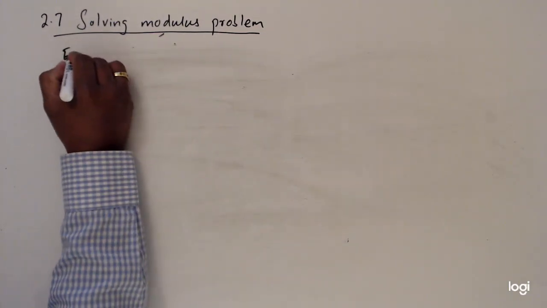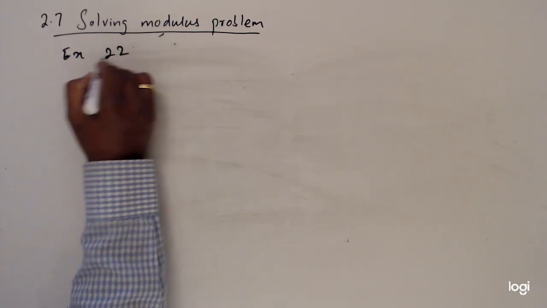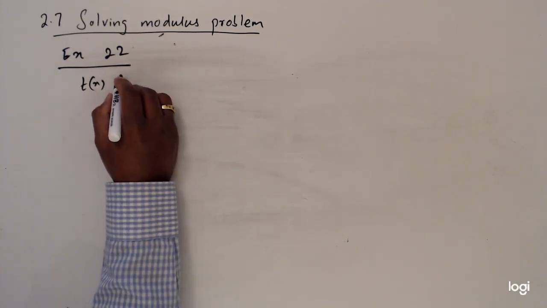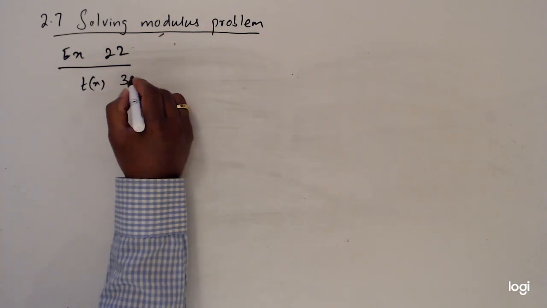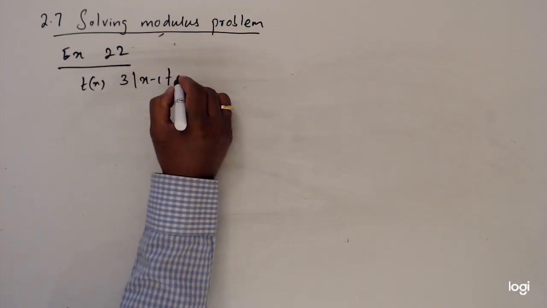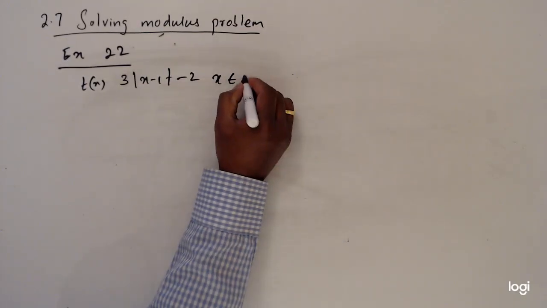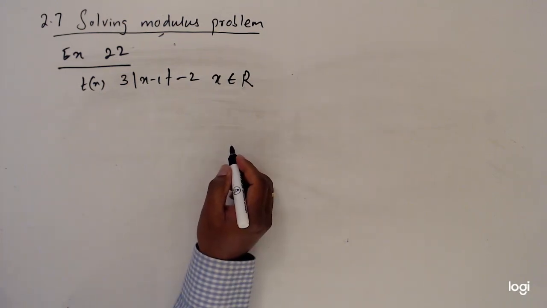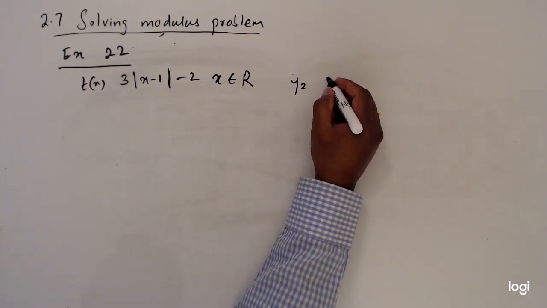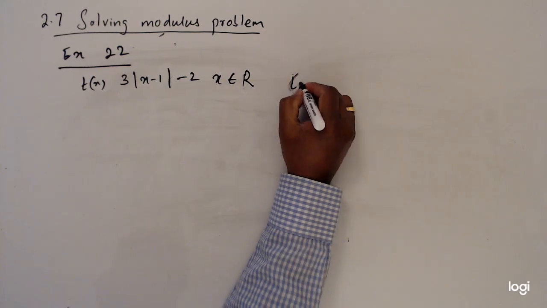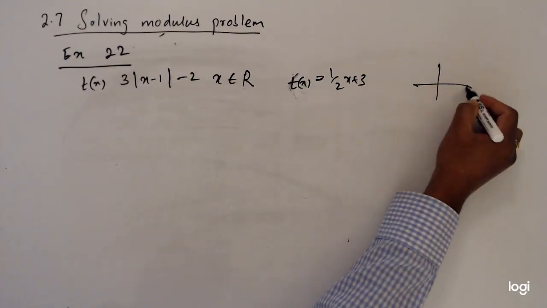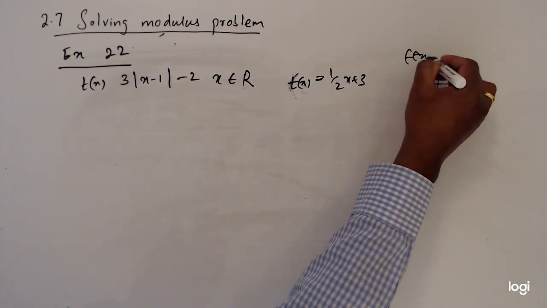So let's consider example 22. We need to solve dx, page number 48, mod of x minus 1, minus 2, where x is an element of real numbers. So we have to solve this one with y equal dx equal half x plus 3. Now we know that this is the x axis and this is the dx axis.